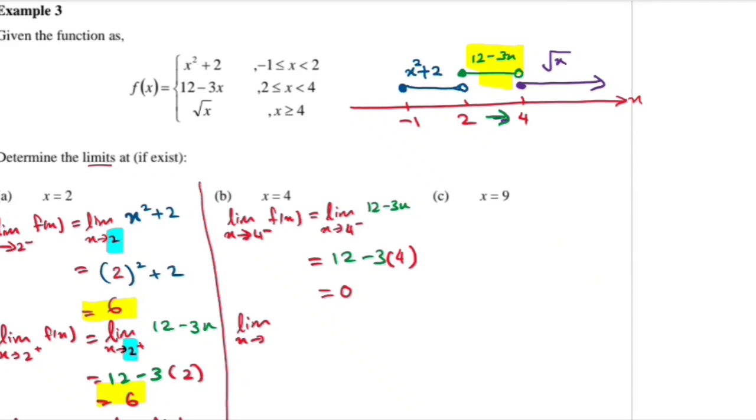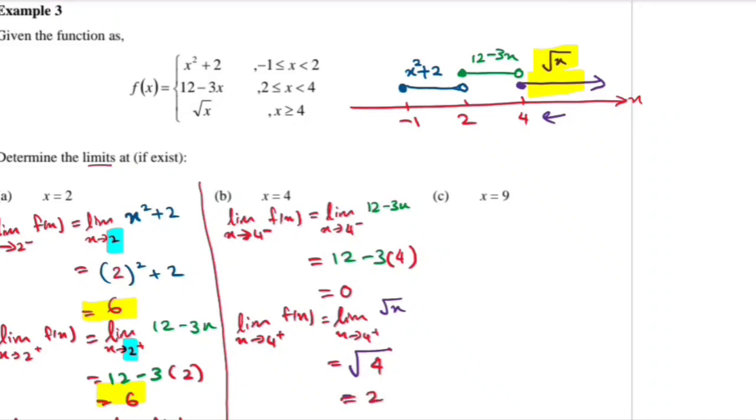Next, find the value of the limit from the right side of 4. The nearest to 4 from the right side is the function square root x. So replace your fx with square root x, and then substitute your value of x into that square root. The value of x is 4, so square root of 4 is equal to 2.